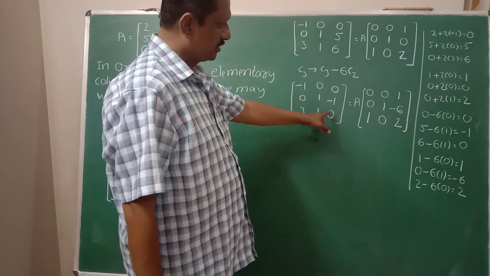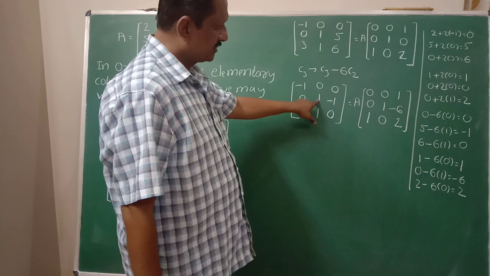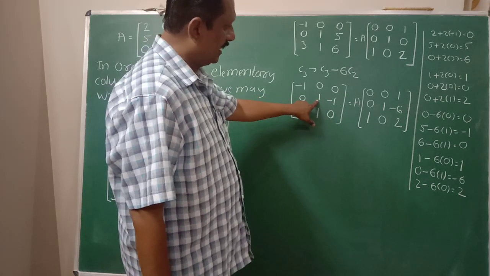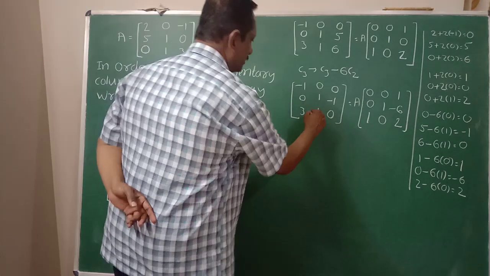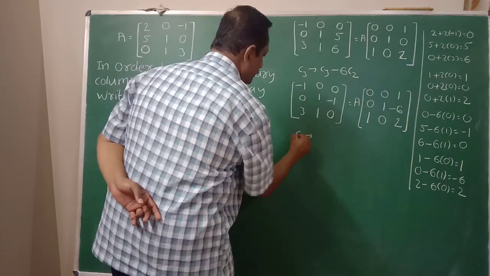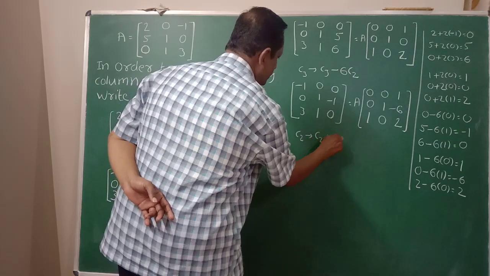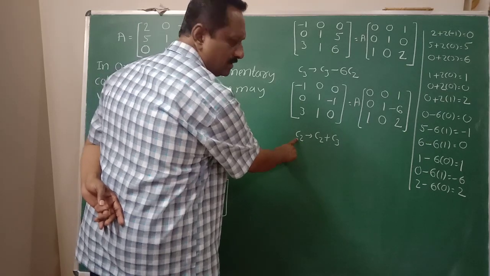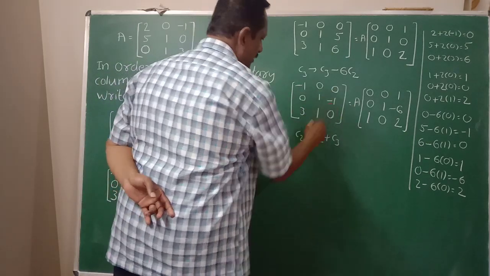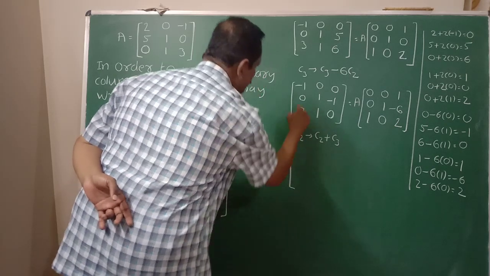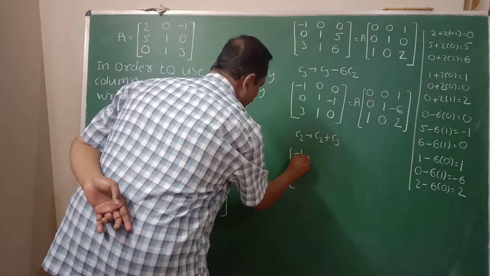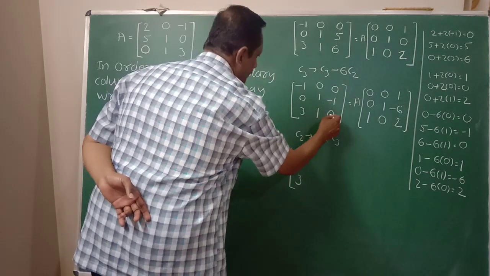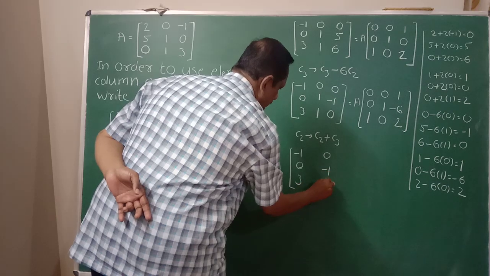Here, using this column, you can make this term 0, because minus 1 plus 1 becomes 0. Therefore, adding these two columns, C2 gives C2 plus C3. Again, only the second column changes; the first and third columns stay as they are. So minus 1, 0, 3 here. And 0, minus 1, 0 here.